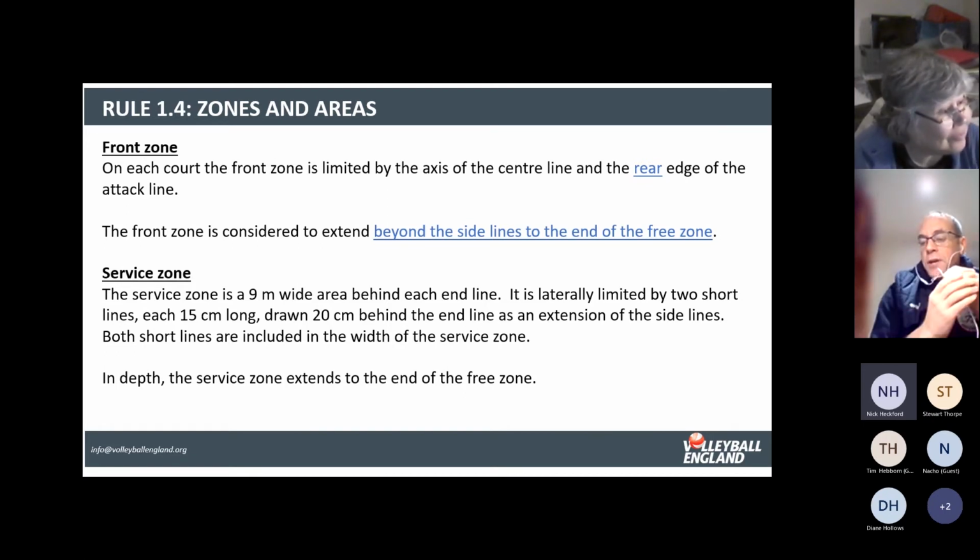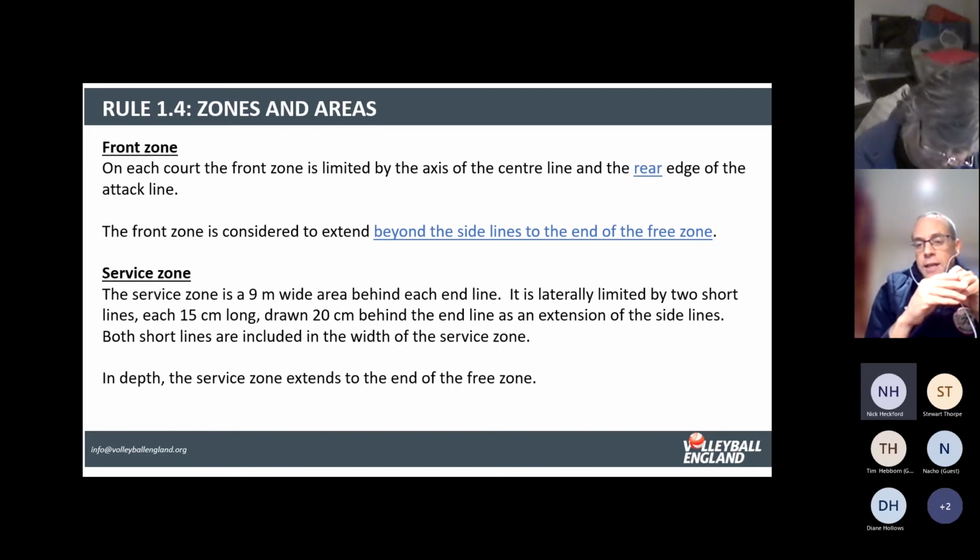Okay, so therefore the server's take-off, the last contact with the floor, must be inside the service zone in order for the service to be legal.